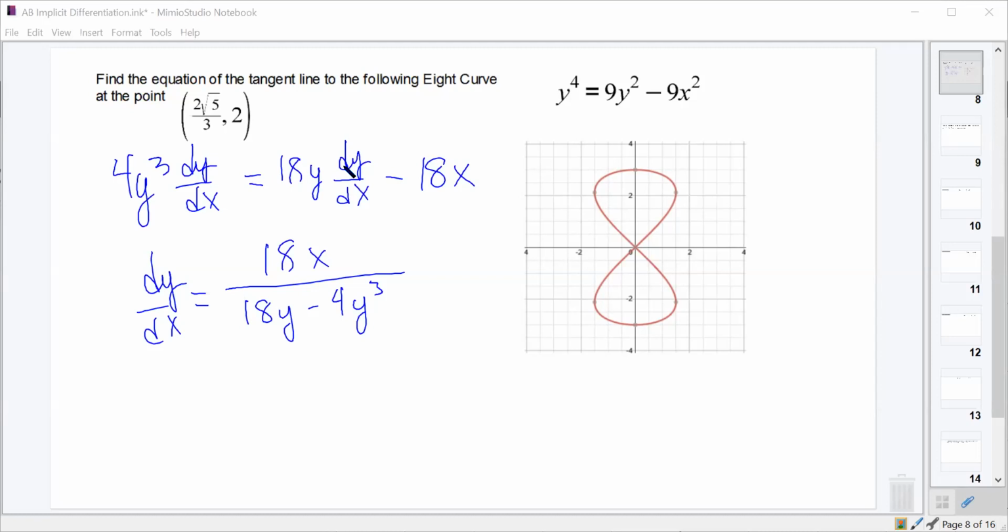Good, now everybody finish that one up. So if we're going to evaluate this at the point 2 root 5 over 3 comma 2, well, actually, first, did everybody get that derivative? 18x over 18y minus 4y cubed? Or you might have had negative 18x over 4y cubed minus 18y. Both would be the same.